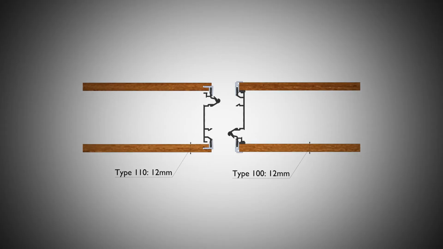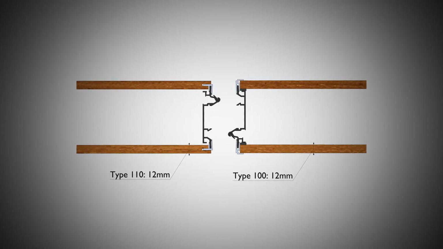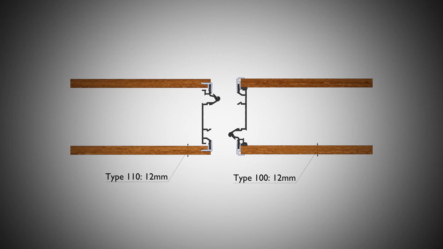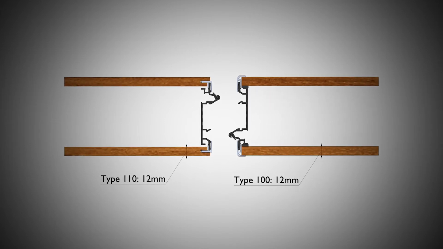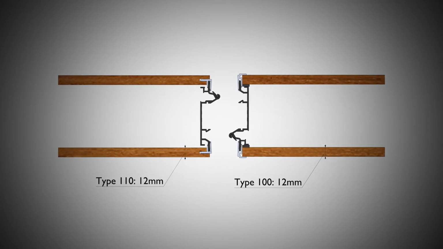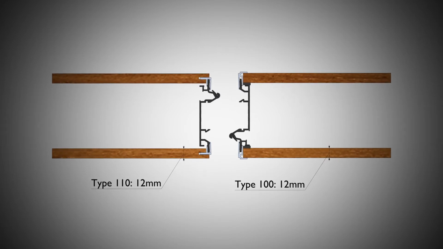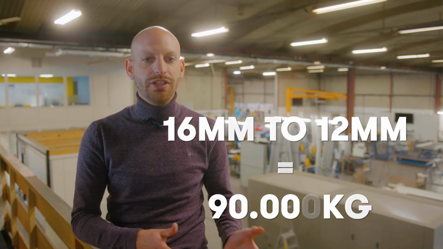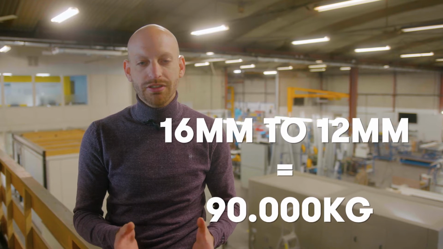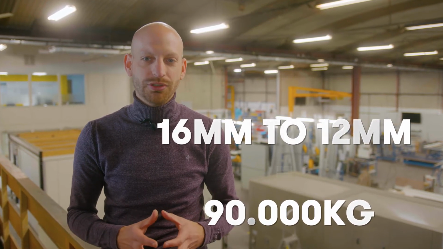In the current product, we apply 12mm boards for Sonico 100 and 16mm for Sonico 110. In the new Sonico, we always use 12mm boards. In that way, we only have to keep stock for 12mm, and it is even better for sound insulation. Moving from 16 to 12mm saves 90,000 kilograms each year.